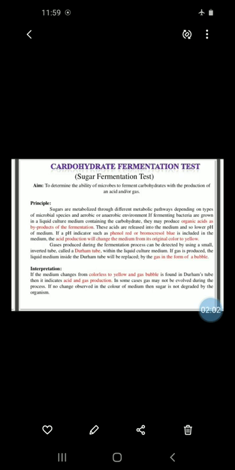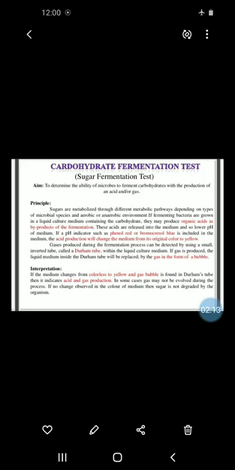If a pH indicator, for example phenol red or bromocresol blue, is included in the medium, the acid production will change the medium from the original color to yellow.